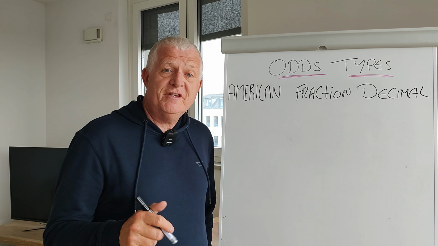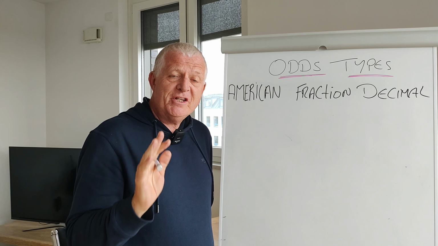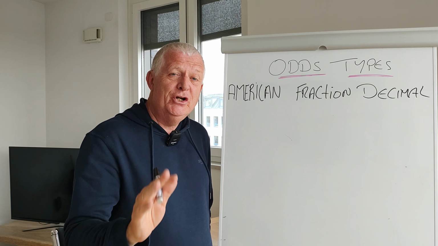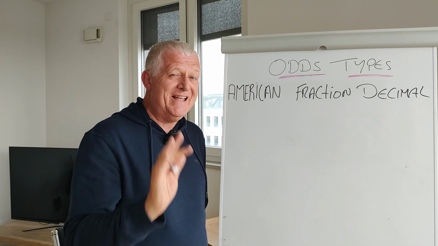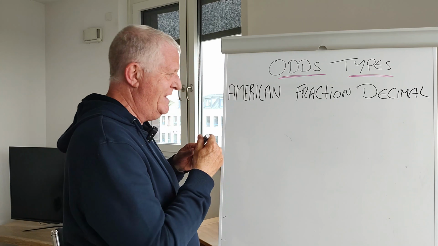So most of the followers of this channel are from the US, the UK, Australia and South Africa. So you will know three different types of odds maybe: American, fraction and decimal. Now what I'm going to suggest to you is that you actually learn how to always work with decimal. It is so much easier. But let's just go through this and I'll point out the reasons.